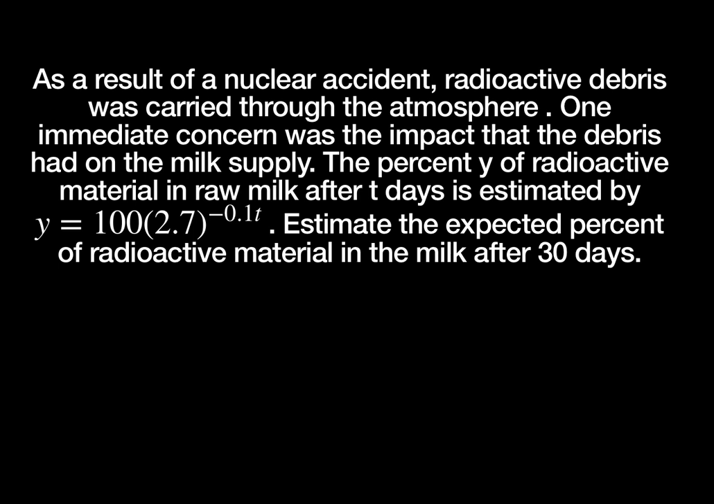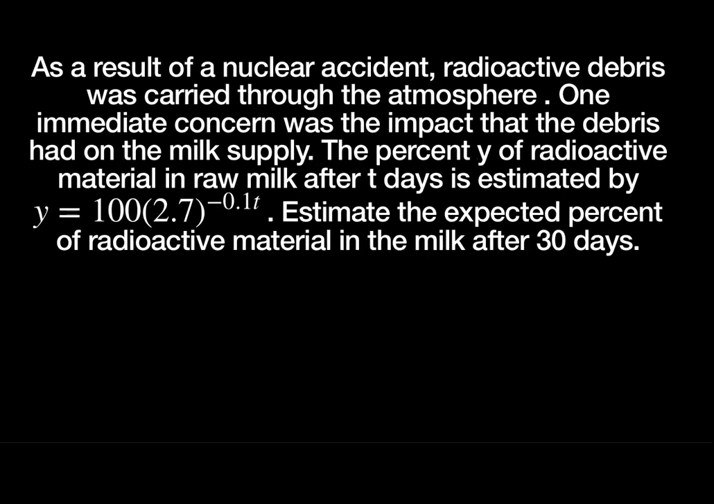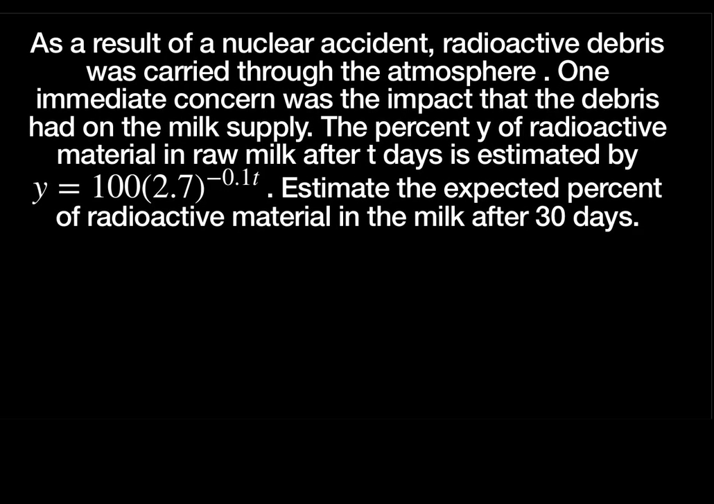As a result of a nuclear accident, radioactive material was carried through the atmosphere. One immediate concern was the impact the debris had on the milk supply. That is because if it's carried through the atmosphere, it's going to get to your cows. Cows are going to inhale it. It has an effect on milk supply. The percent y of radioactive material in raw milk after t days is estimated by this function. Estimate the expected percent of radioactive material in the milk after 30 days.